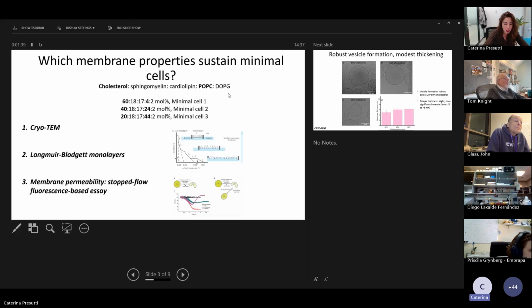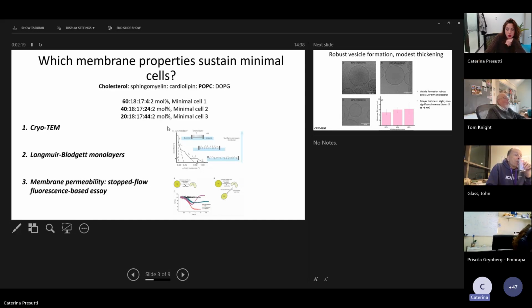the JCVI minimal cell. So we investigated the structure, the molecular packing, and the permeability of membranes of LUVs, large unilamellar vesicles, made of the same composition as the JCVI, which we call minimal cell 1 or mix 1. We systematically changed the ratio between cholesterol and POPC, and one composition mimics more the membrane of mycoplasma. And then we also tested 20% cholesterol and 44 mol% POPC.